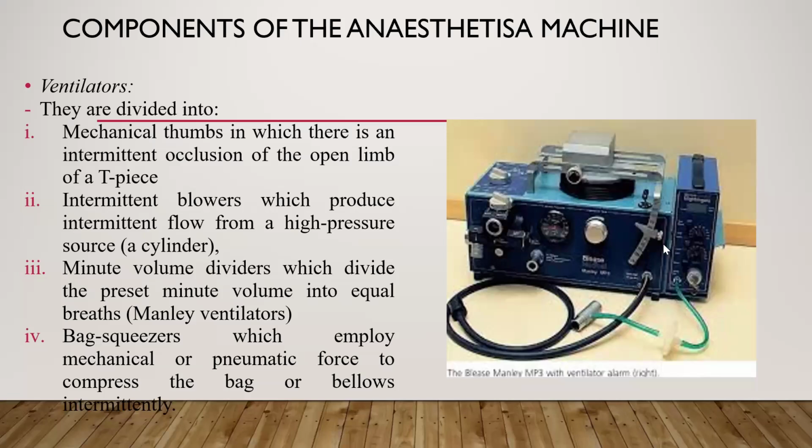You can see the calibration here. This is connected to your source of gas or your anesthetic machine, and it's connected to the patient. You set it, and this lever moves up and down. These calibrations tell you the tidal volume that you set for the patient, maybe 400 or 350. It moves up to that calibration of 350 or 400 and delivers the tidal volume that is set, all right? So it is a minute volume divider.